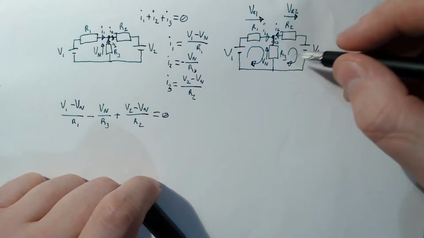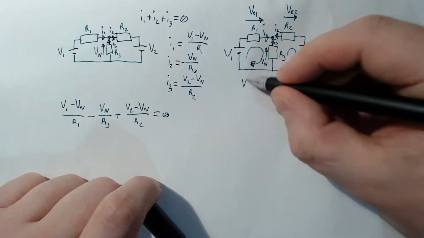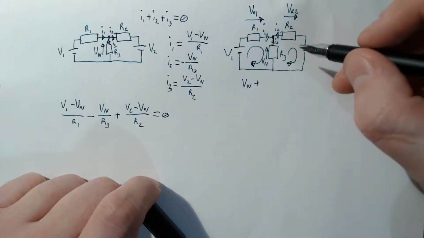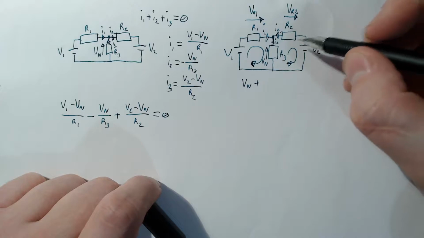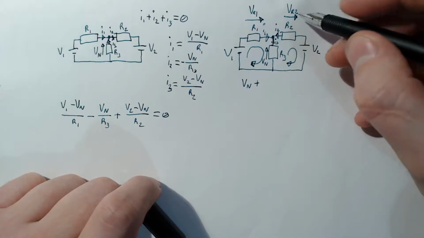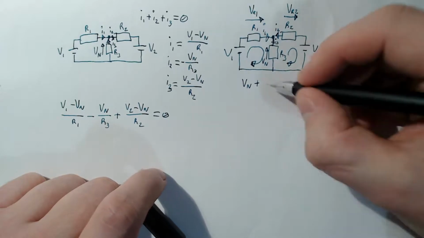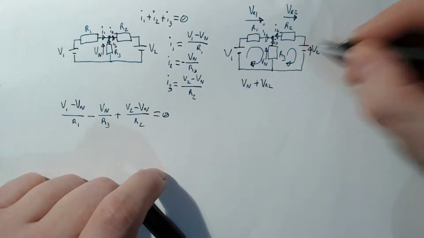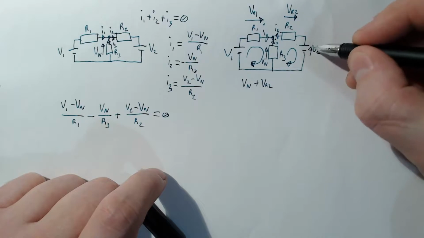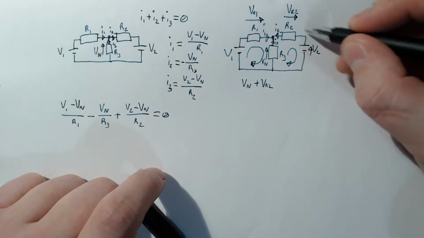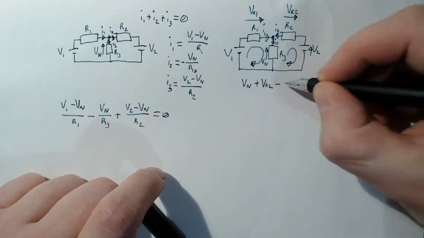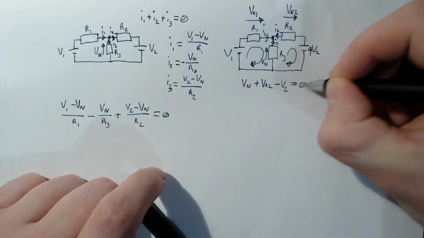Let's pick one to start with. So for this one, let's start with Vn. These are going in the same direction, so it's positive. Plus VR2, also positive because it's going in the same direction. Whereas this voltage, which goes that way, of course, looking at the battery symbol, cell, it's going against it, so that must be negative. Minus V2 equals 0.